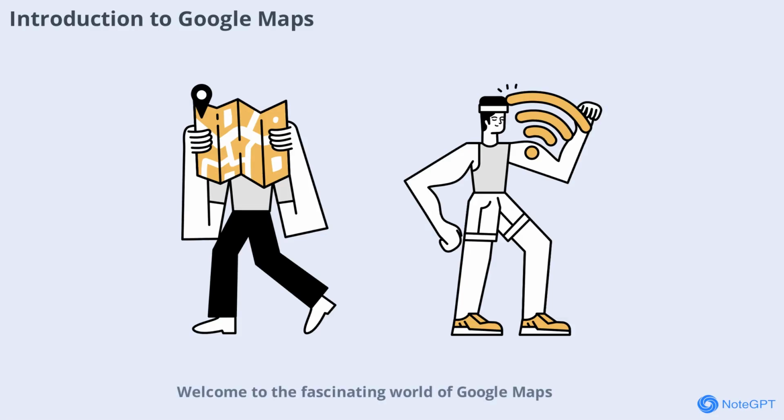Welcome to the fascinating world of Google Maps, where advanced mathematics meets real-world navigation. Have you ever wondered how your phone calculates the fastest route in seconds? Behind the scenes, Google Maps uses a powerful mathematical structure called a graph. This video will take you through the core concepts, showing how graph theory transforms the physical world into a digital map, enabling efficient pathfinding and real-time rerouting.